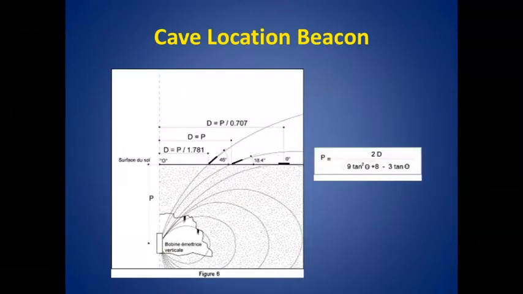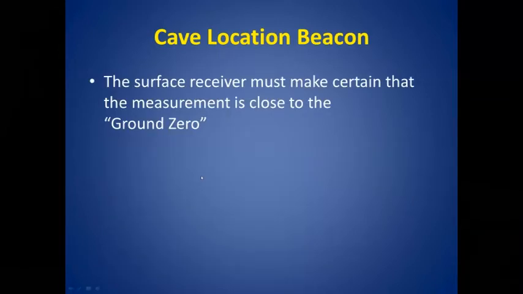So there's a mathematical formula here that you can plug into your calculator. Approximately, if you're at a 45-degree angle, you're at 1.78 times the depth. The rule of thumb is that you just call that twice the depth. So the distance from ground zero to that 45-degree point is 1.78 times the depth, so it's twice the depth down to the location where the transmitter is.